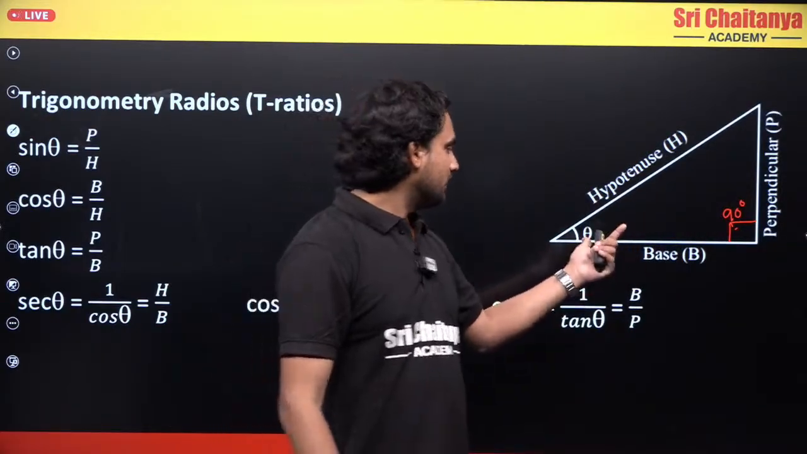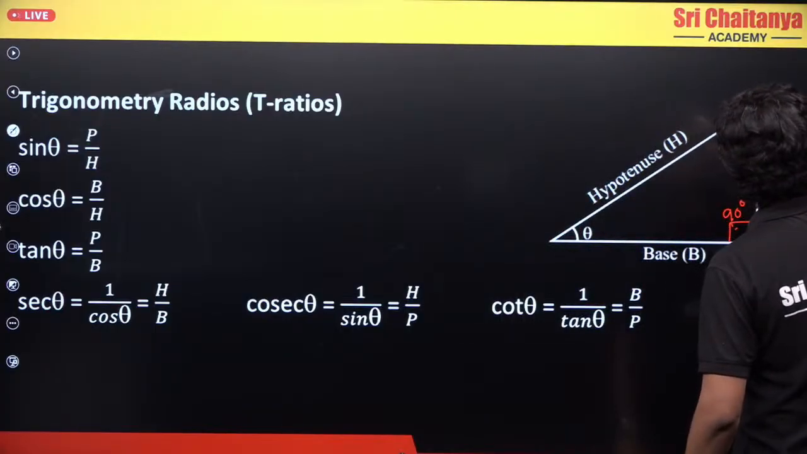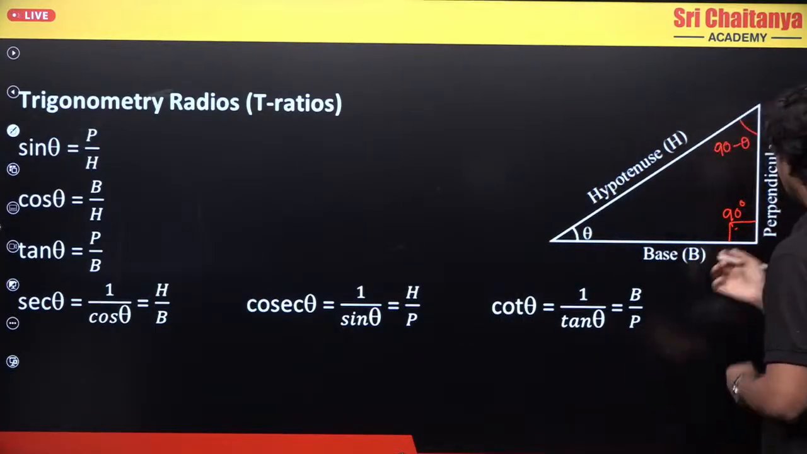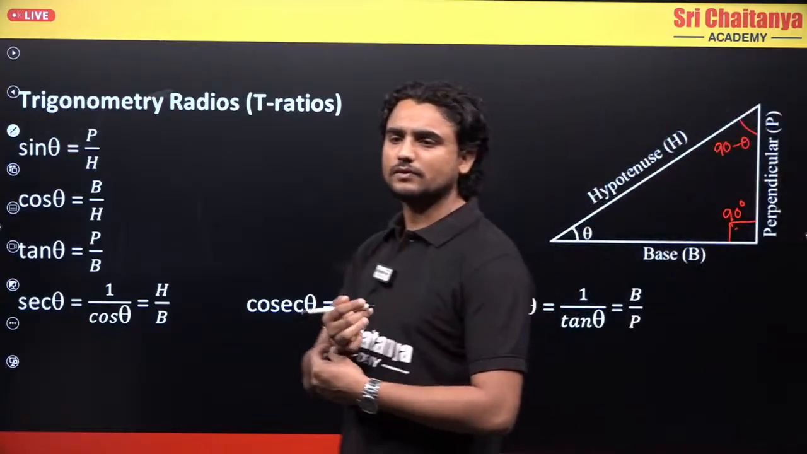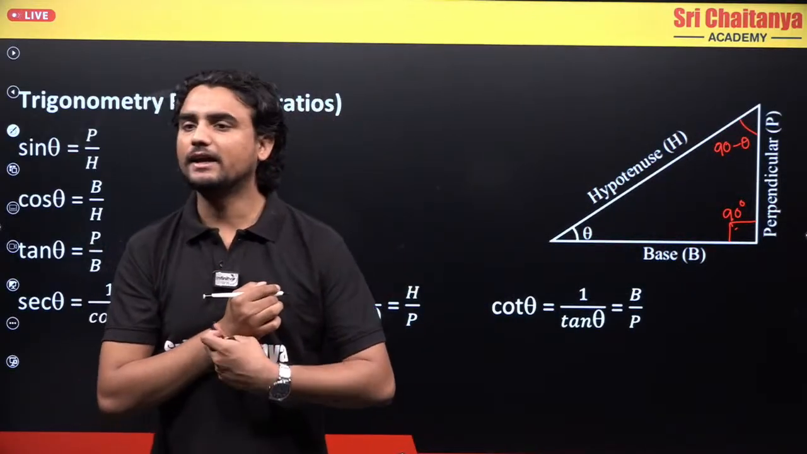And let's say one angle, theta, is given to us. So what is this other angle? This angle will become 90 minus theta. Okay, so now we have all the angles: theta, 90 minus theta and 90.